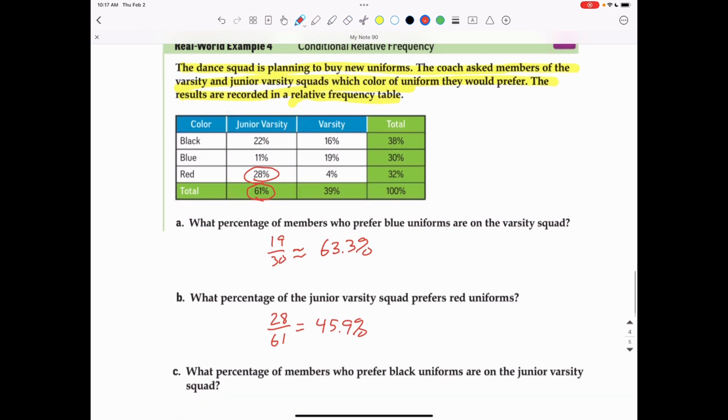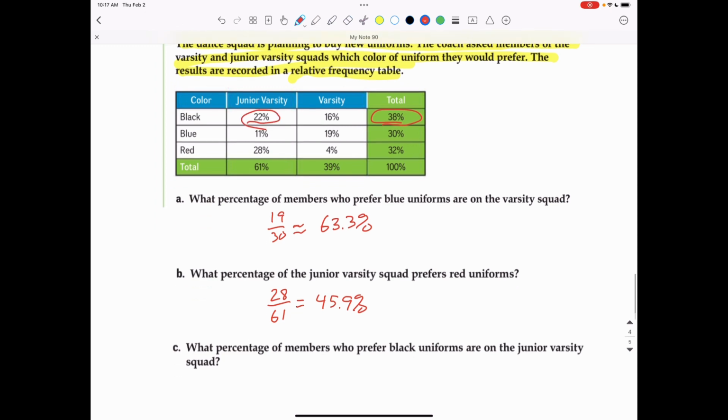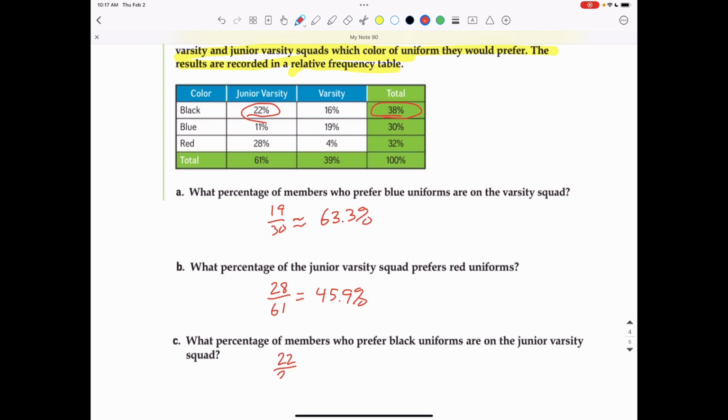What percentage of members who prefer black uniforms are on the junior varsity squad? So which columns and which rows should we use for this one? So those who prefer black uniforms on the junior varsity squad, this is the total who like the black uniforms right there, that 38%. And those who like black uniforms that are on the junior varsity squad represent the 22% over here. So we will take 22 divided by 38. 22 divided by 38 is approximately 57.9%.